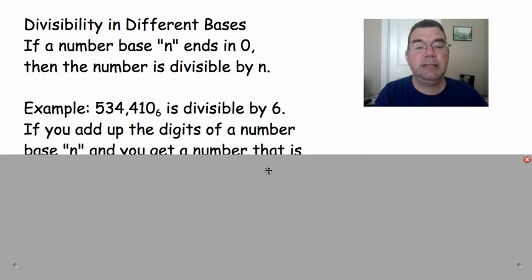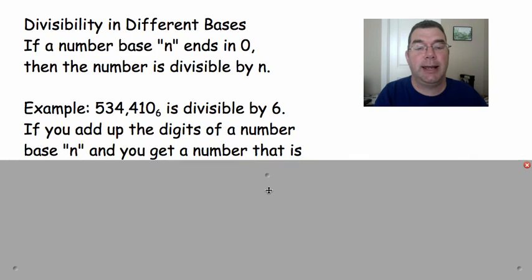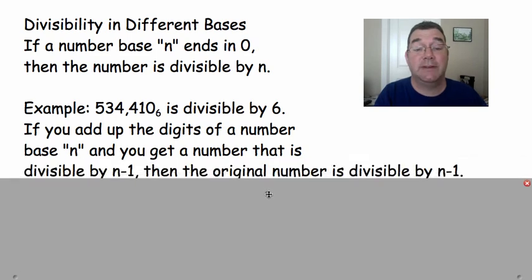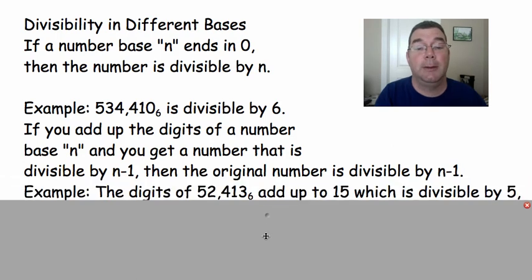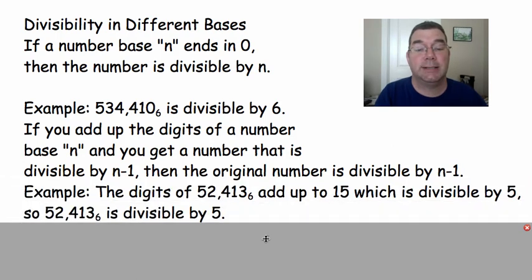Also, if you add up the digits of a number and you get a number that is divisible by 1 less than the base, then the original number is divisible by 1 less than the base. We can prove that using modular arithmetic, which we talked about before. But let's just look at an example here. If I look at 52,413 base 6, those digits add up to 15, and 15 is divisible by 5, which is 1 less than the base. So the original number is divisible by 5.